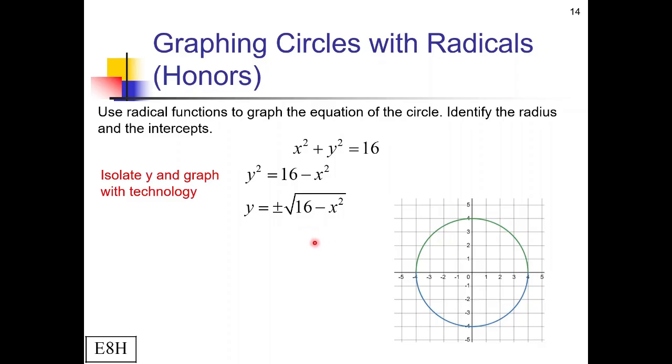Anyway, they wanted the radius. So we can clearly see the radius from 0 to any of the four corners here is 4. For the x-intercepts, we've got minus and positive 4. And same thing for the y-intercepts here, plus or minus 4. So that's it for this one.